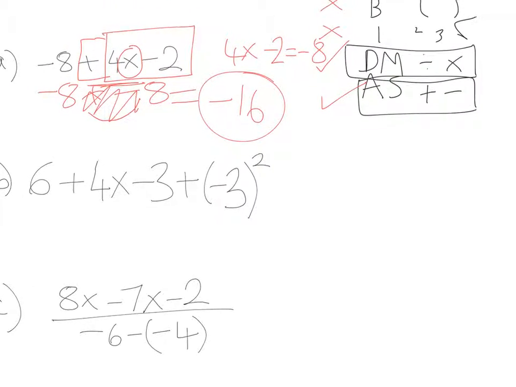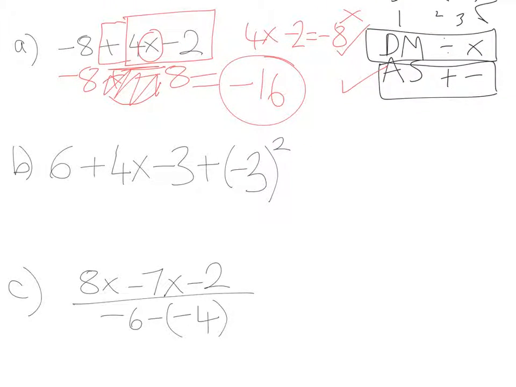I'm going to remember my same order of operations. I have brackets, and brackets will go first. Negative 3 squared means negative 3 multiplied by negative 3. There's already a pair there, so the answer can be positive, and 3 times 3 is 9. This is now 6 plus 4 times negative 3 plus 9.